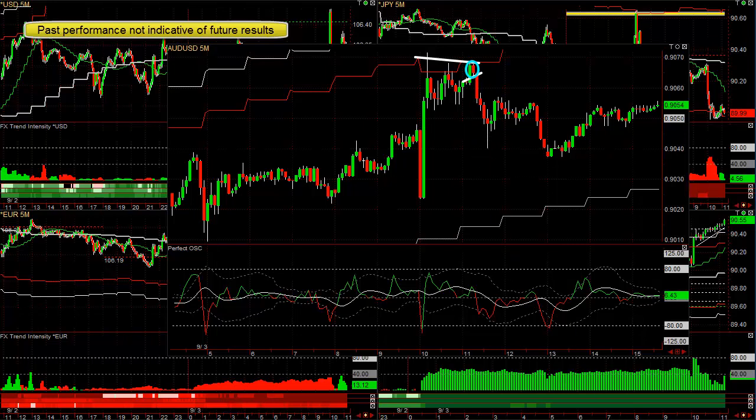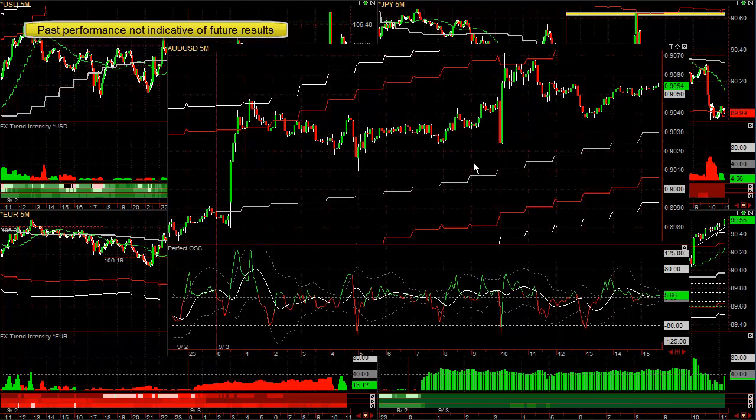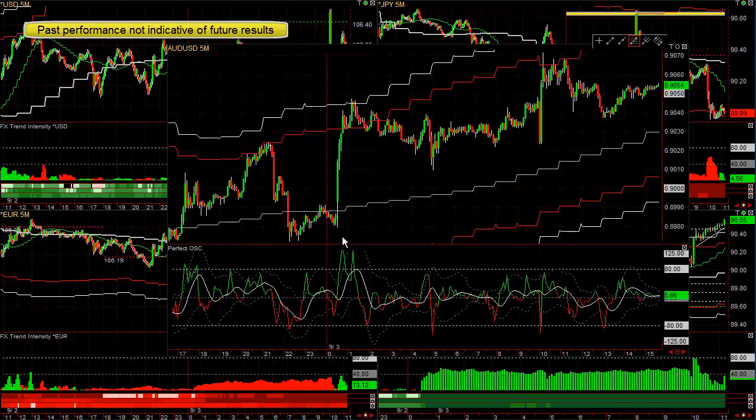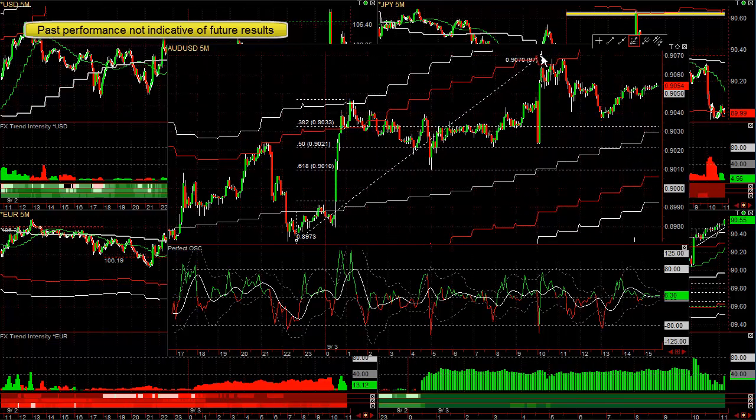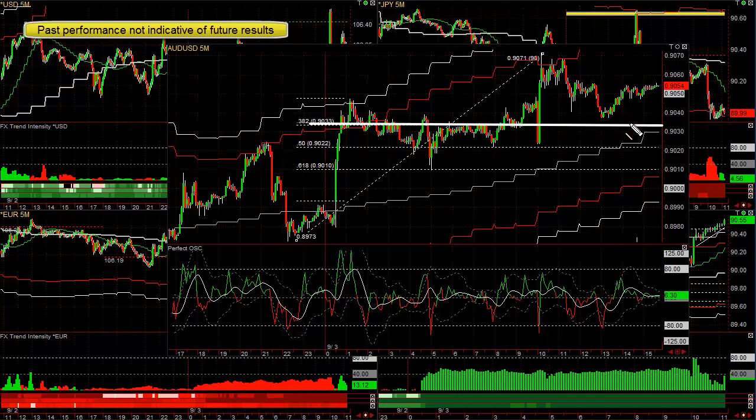And for taking counter trend trades, typically what you want to do is go back and draw your fibs on the biggest wave you can find, and about a 38% retracement is usually a decent profit. And so that's 90.33 is your profit target. It came really within 7 pips of there.